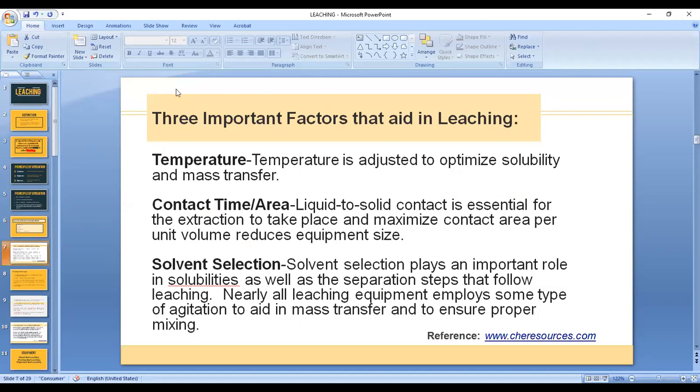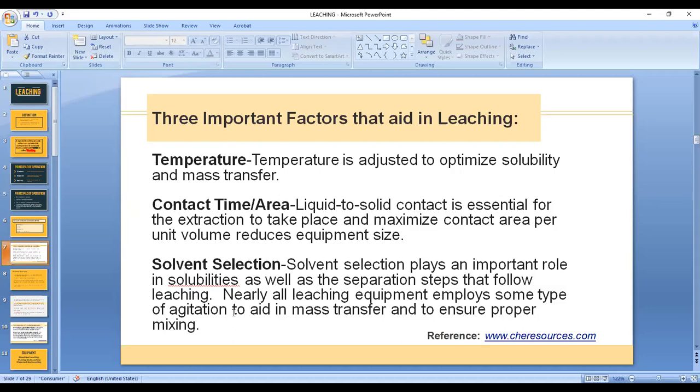Read on this and how the three important factors can aid leaching, especially temperature. If we adjust the temperature, mass transfer is enhanced. How do we increase the recovery? One way is increasing the time of contact and increasing the surface area available for transfer. And of course, the key is solvent selection.